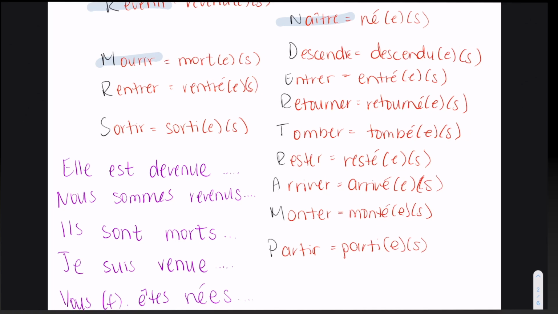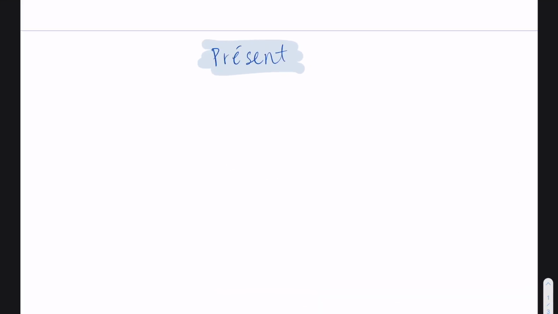Let's move on to present tense. Okay, so we just finished off with passé composé. Let's take a look at présent now. Sorry, I've switched the orientation of my screen, so it'll be easier to see this way in a video layout. So présent, let's review this as well.